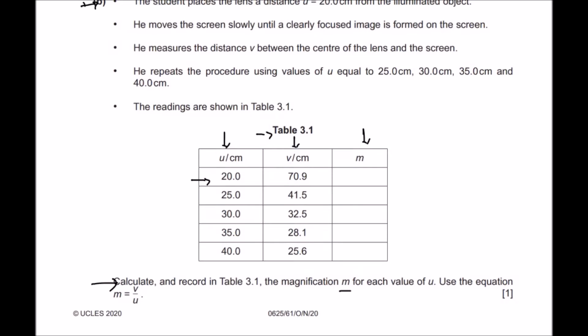For the first observation, u is 20 and v is 70.9 centimeter. By using this formula, magnification is equal to v by u. For this observation, v is 70.9 over u, 20.0. Divide the numbers, then you get 3.55, and you can write here 3.55. Similarly, you can calculate the second, third, fourth and fifth column values.